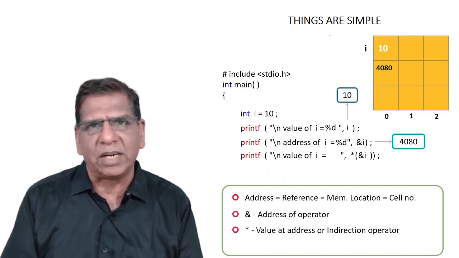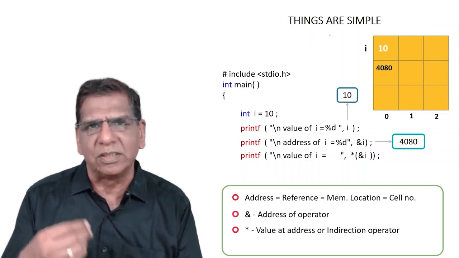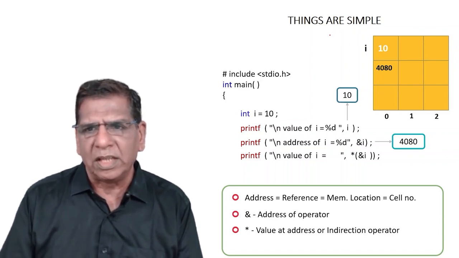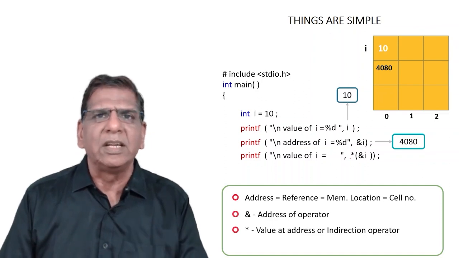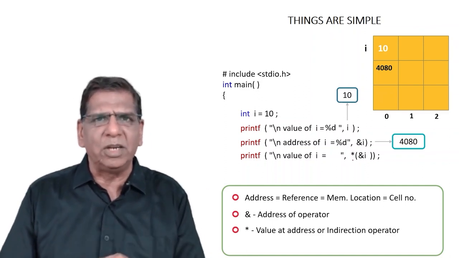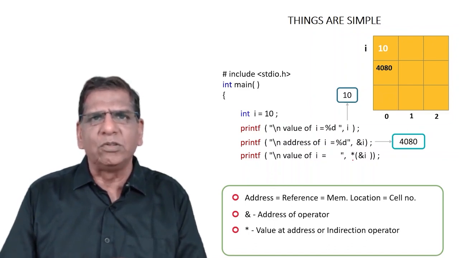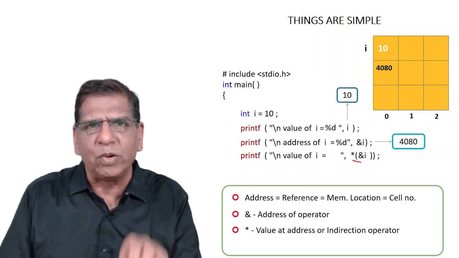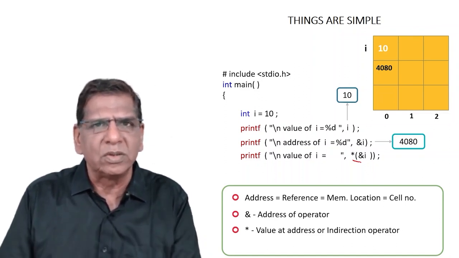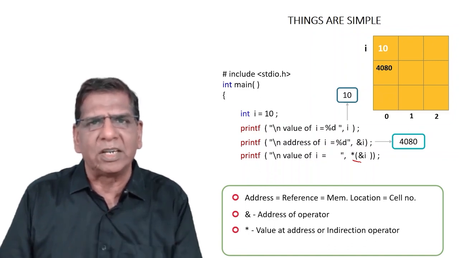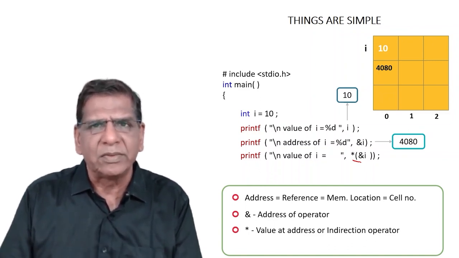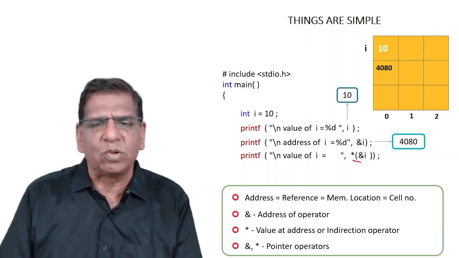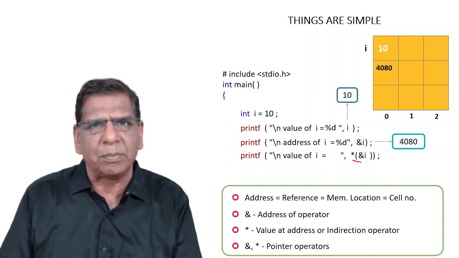Out of these two, value at address and indirection, to me what makes more sense is value at address. Because if &i gives you 4080, then if you treat star as the indirection operator, indirection of 4080 is not very meaningful. Instead, if &i gives you 4080, then star if you take as value at address, you can say get me the value at address 4080. And from the figure you can very well see the value at address 4080 happens to be 10. So 10 is bound to get printed out. By the way, these & and star together are often known as pointer operators.